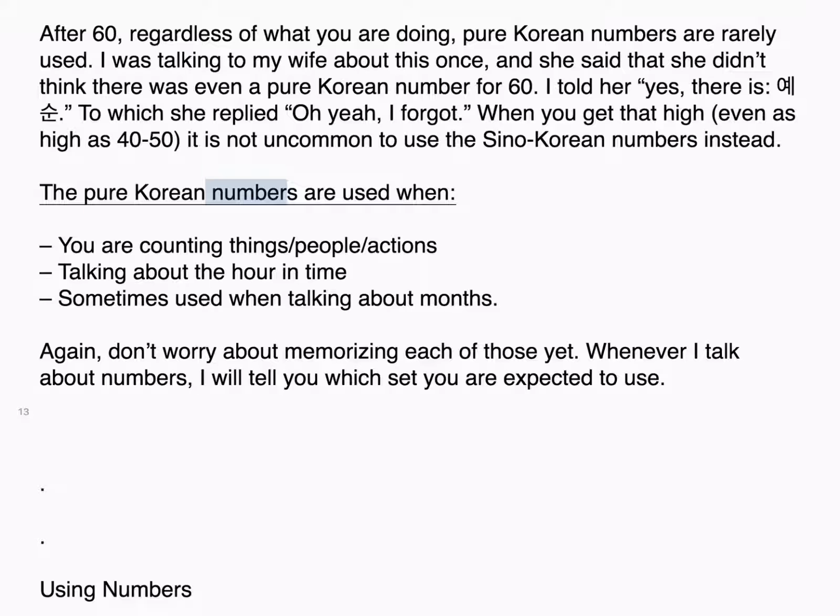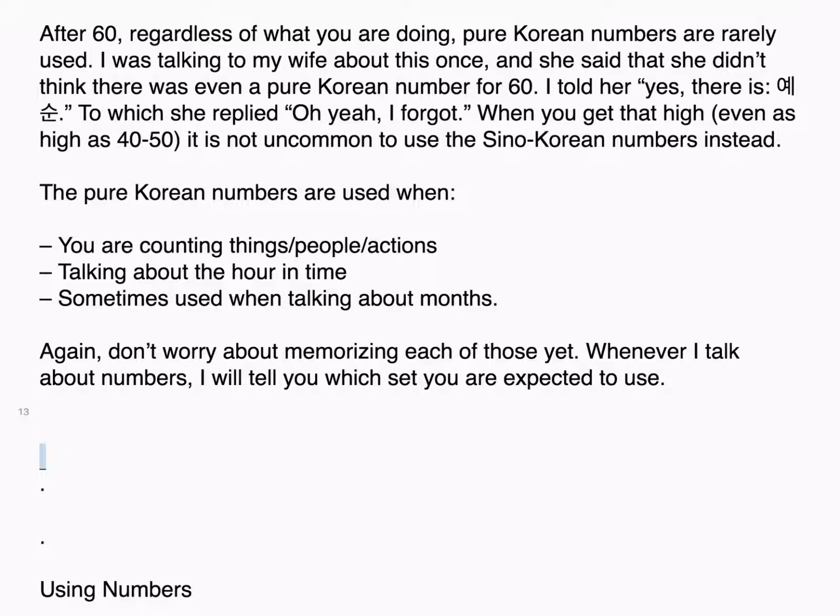When you get that high, even as high as 40-50, it is not uncommon to use the Sino-Korean numbers instead. The pure Korean numbers are used when you are counting things, people, actions, talking about the hour and time, sometimes used when talking about months. Again, don't worry about memorizing each of those yet. Whenever I talk about numbers, I will tell you which set you are expected to use.